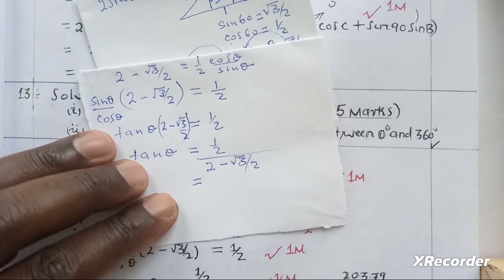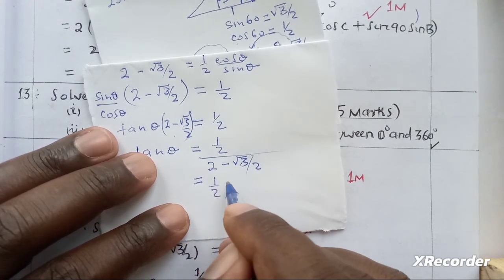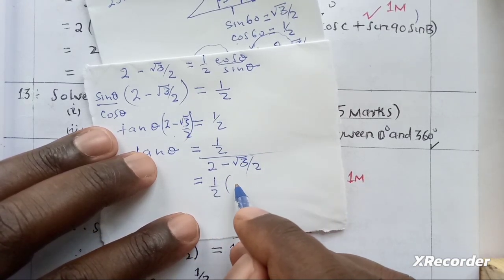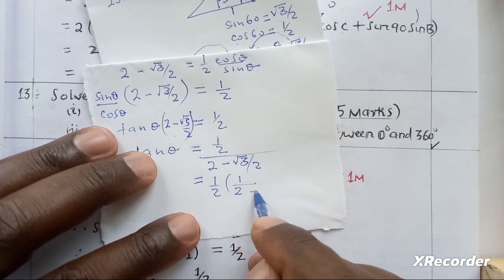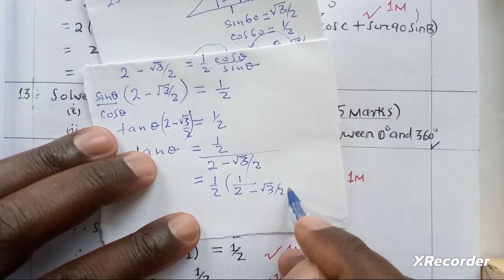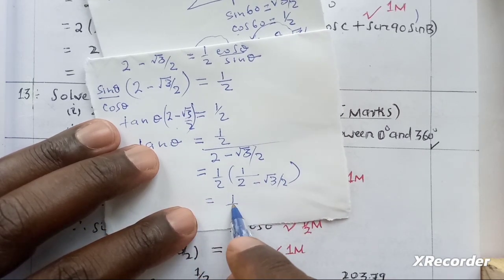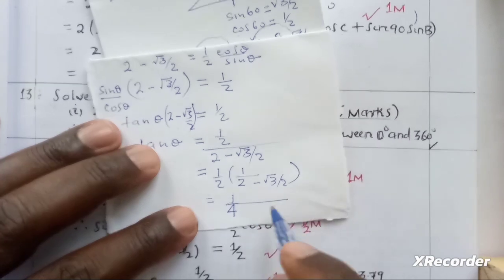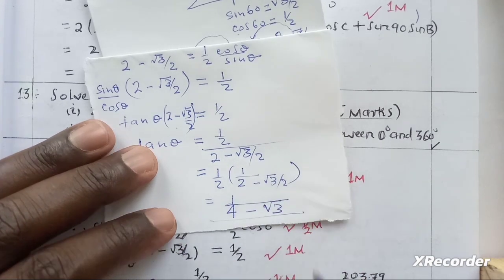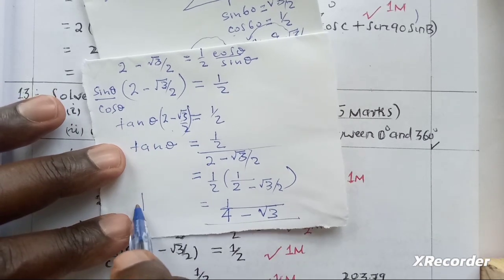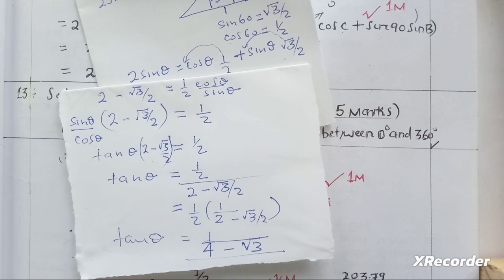So with that one, this will be a half. Then you have your 1 all over 2 minus root 3 all over 2. This one will give us 1 over 4 minus root 3. And this is what we are now supposed to get as our tan theta.